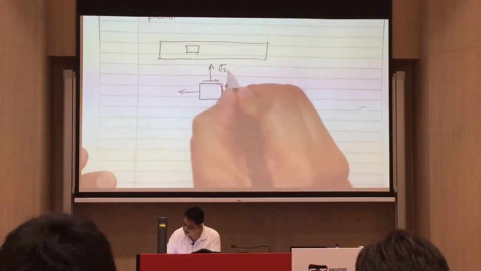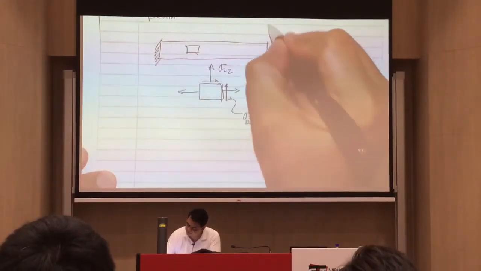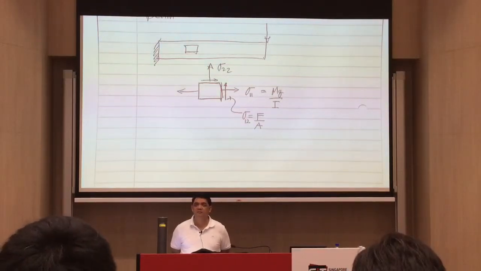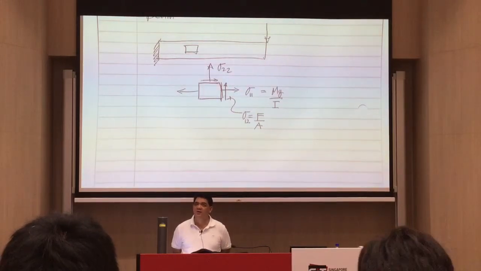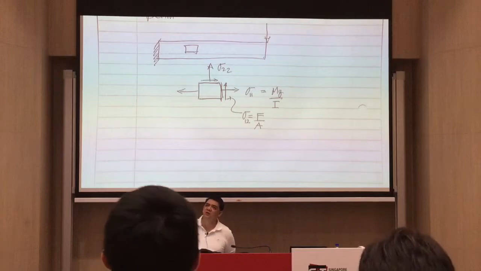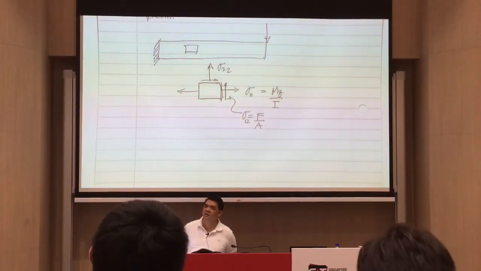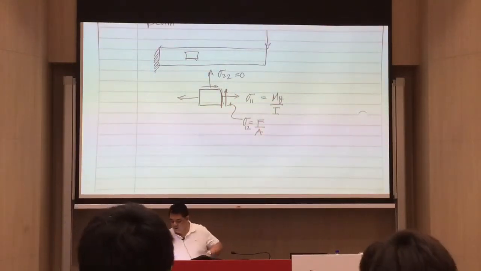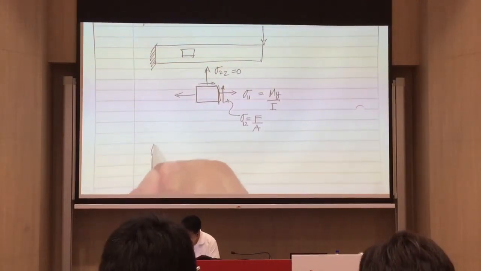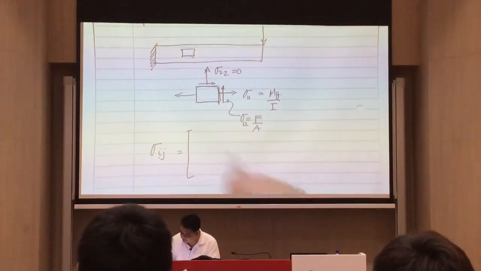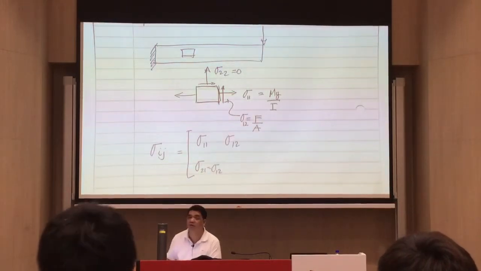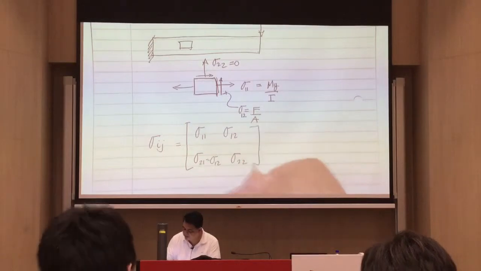What about your sigma 2,2? What will happen to them? Now we don't have any other forces that will cause a stress along the perpendicular axis. So this one is simply equal to zero. So if you're going to form your equation here, your state of stress for this 2D problem: sigma 1,1, sigma 1,2, sigma 2,1, but this one is equal to sigma 1,2, and then this is sigma 2,2. So that is your state of stress.